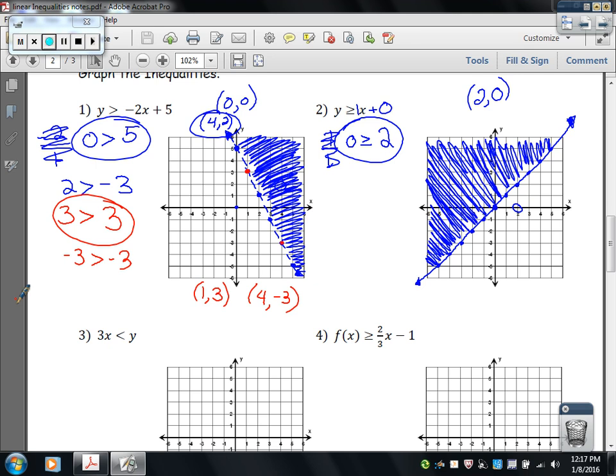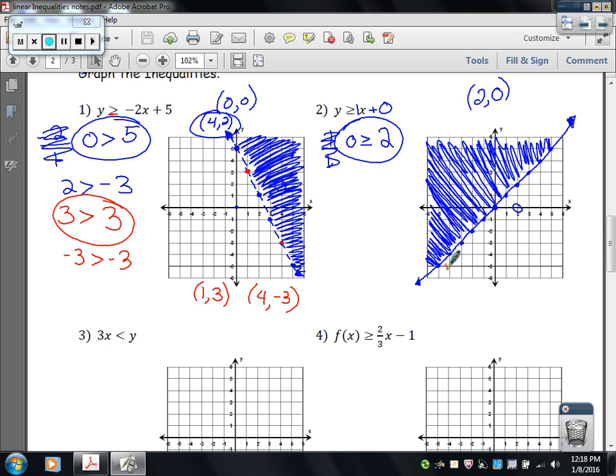So here's the concept. Every single point that is on the dashed line is not part of the solution. Think about it. If this had an or equal to underneath, then would they then be part of the solution? They would, because these would be or equal to. So every point that's on the dashed line, none of those points are part of the solution. However, every point that's on a solid line are part of the solution. They are part of the solution. Are you with me?